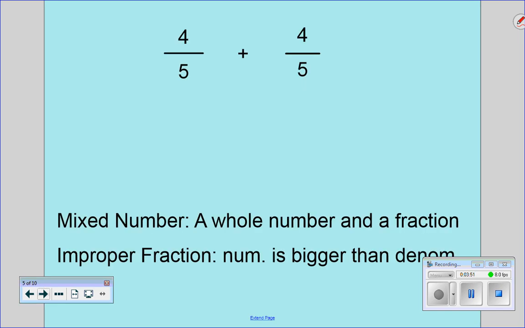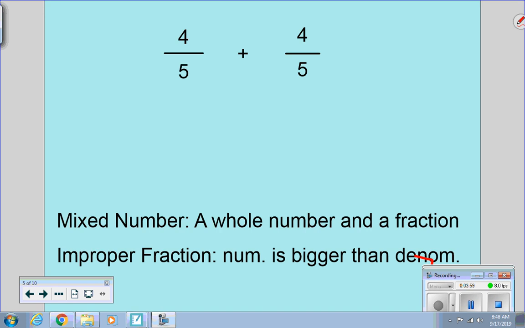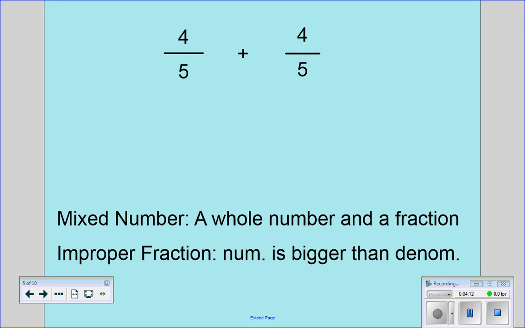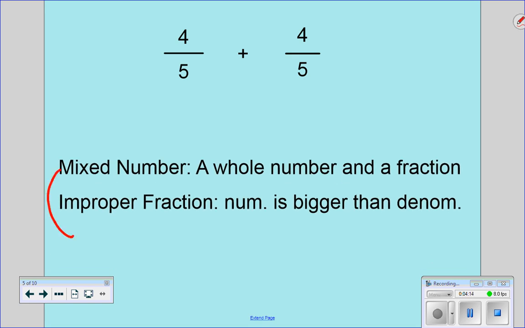Okay, mixed number. If you don't know what a mixed number is, there's a definition here for you. A mixed number is a whole number and a fraction, and an improper fraction is a fraction with a numerator bigger than the denominator. So here's an example of a mixed number: 4 3/5. Now an improper fraction, here's an example, 20 over 3.